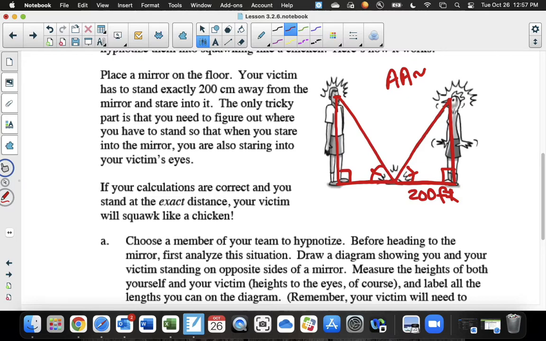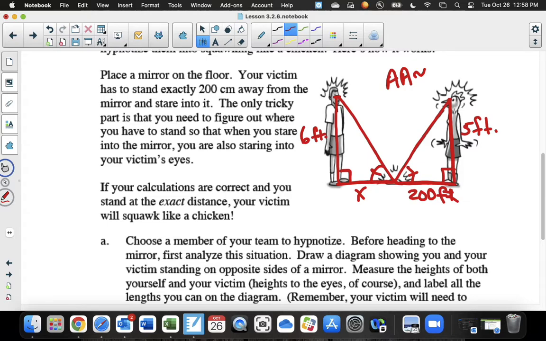Now, I said let's assume that these two people are different heights, because like I said, in real life, most people you randomly select are probably not at the exact same height. So let's say that this guy is approximately 6 feet tall, up to his eyesight. And let's say that this person is approximately 5 feet tall. Okay? The problem says you have to figure out how far away you need to stand in order to then look directly into the mirror. So this is what we're looking for right here.